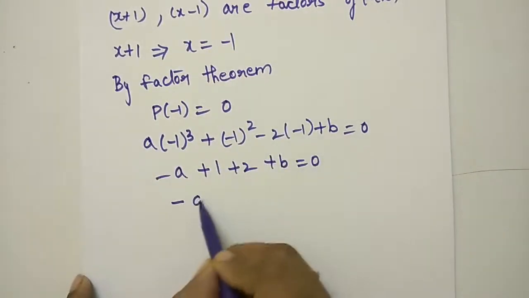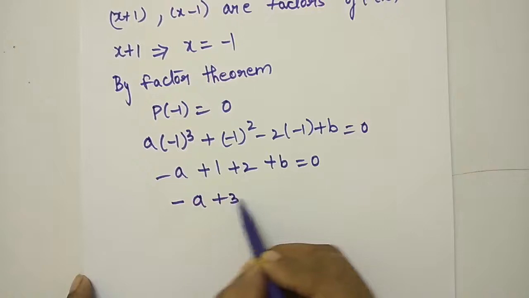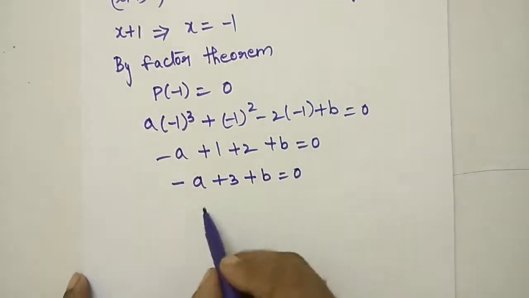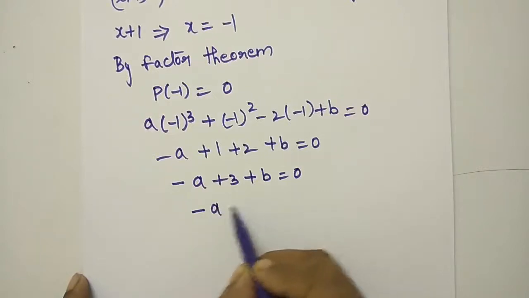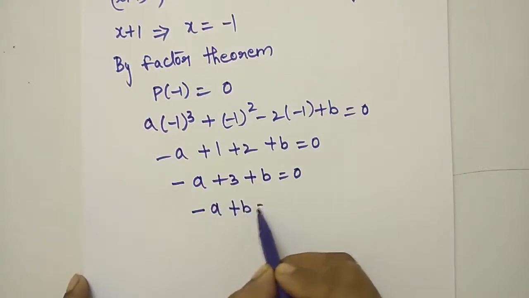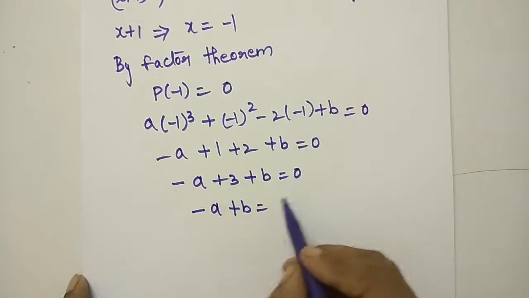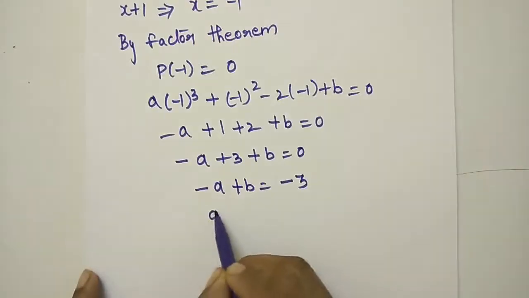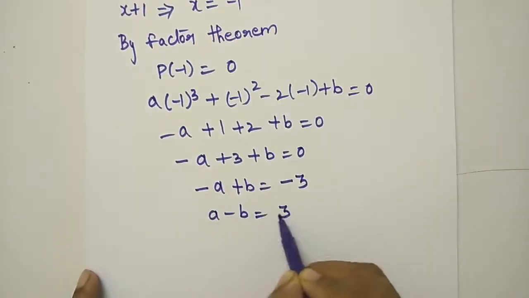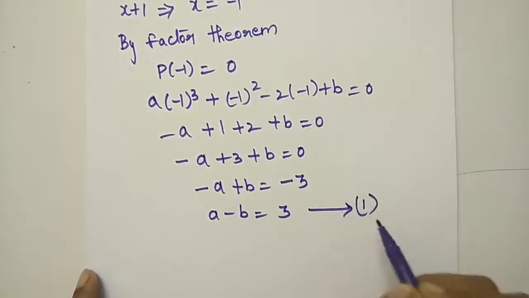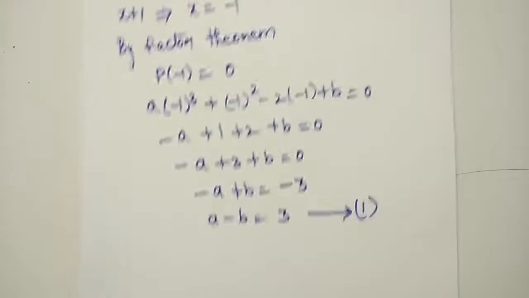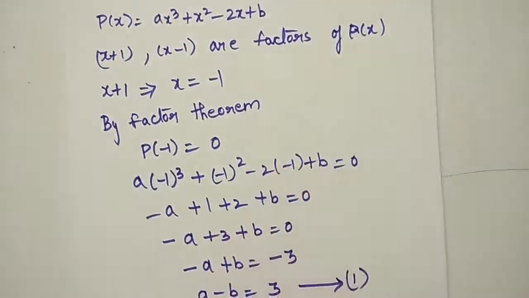This is equal to minus a plus 3 plus b equal to 0. So minus a plus b equal to this plus 3, on going to the right hand side, becomes minus 3. Now multiplying both sides with minus, you will get a minus b equal to 3. So let it be equation 1. We got one equation. Now we have used one factor and we got one equation.